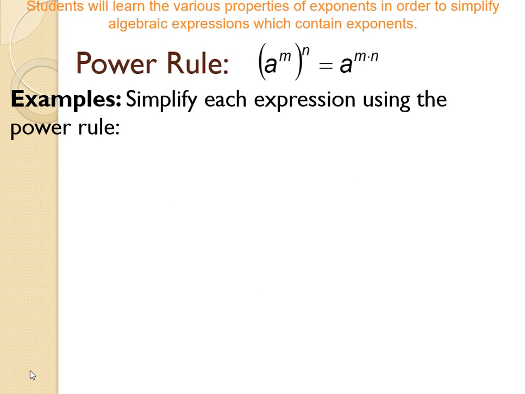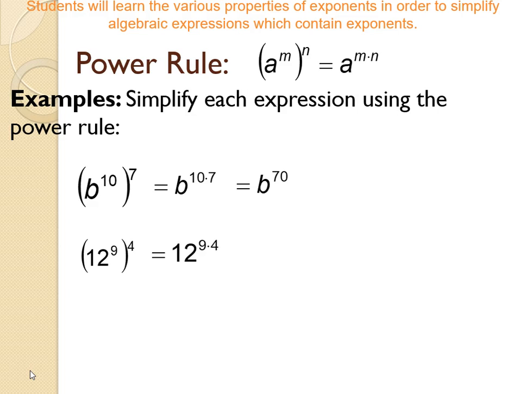Power rule says you distribute that exponent to everything inside the parentheses. So if we have b to the 10th to the 7th, that means we're going to have b to the 10 times 7, which is b to the 70. Here we have 12 to the 9th to the 4th. So our base is 12. We're going to multiply our exponents. 9 times 4, which is 36.